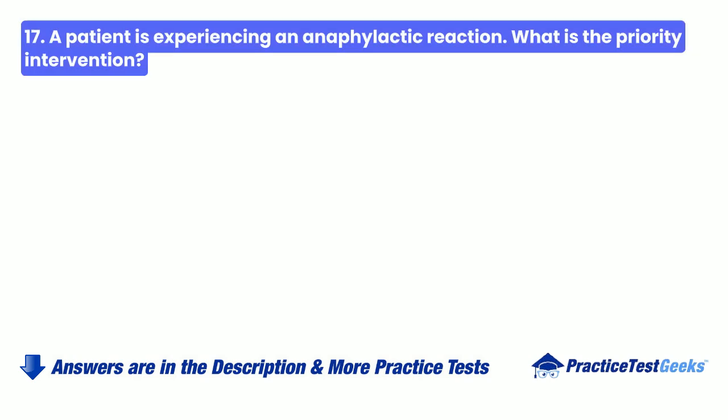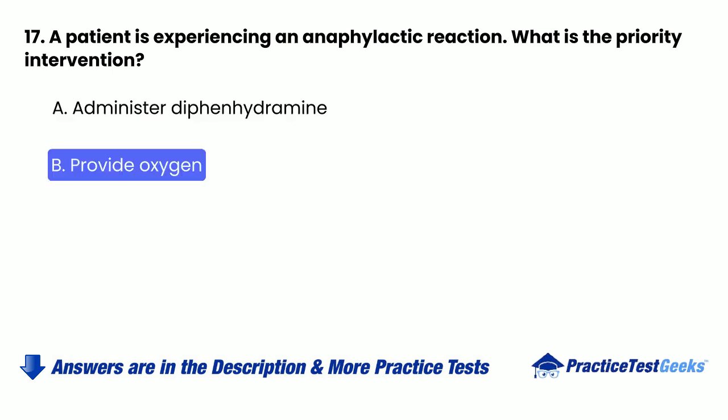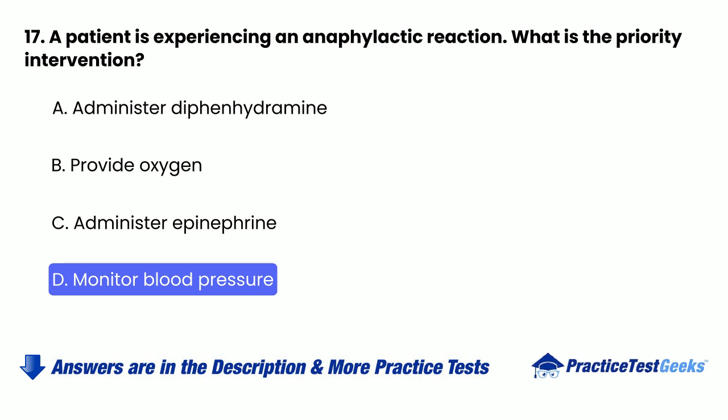17. A patient is experiencing an anaphylactic reaction. What is the priority intervention? A. Administer diphenhydramine. B. Provide oxygen. C. Administer epinephrine. D. Monitor blood pressure.